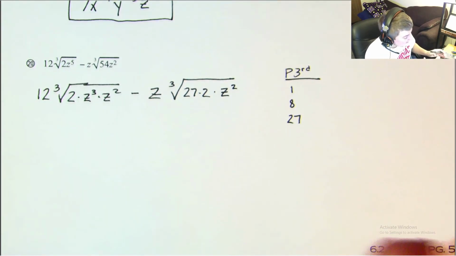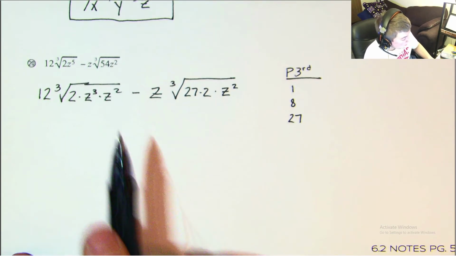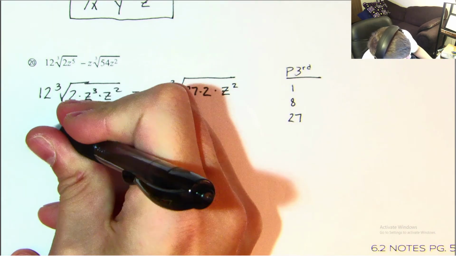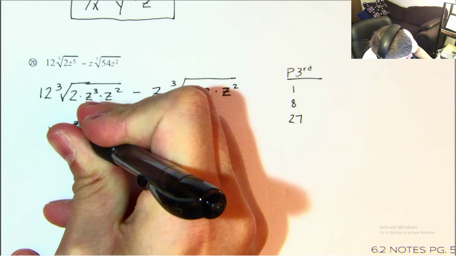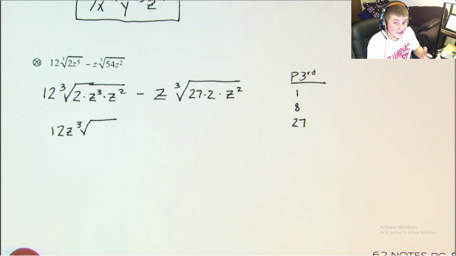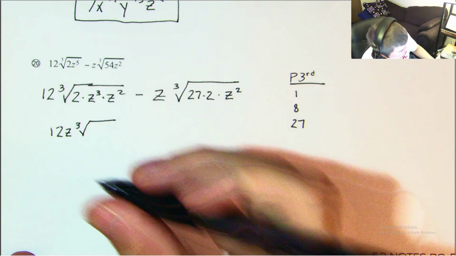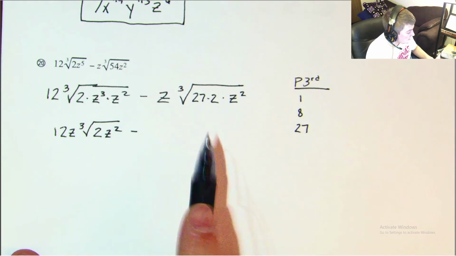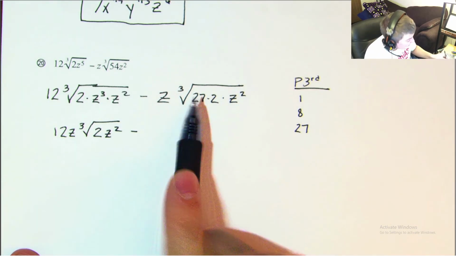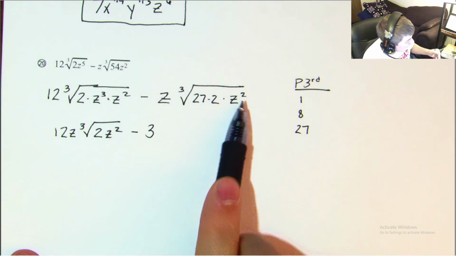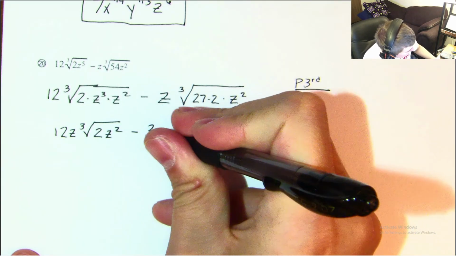Okay, so now I can take out those perfect cubes. What is the cube root of z to the 3rd? Well, it's just z. Then 2 and the z squared are not perfect cubes, and they can't be simplified, so I'm going to leave it alone. Then here, the cube root of 27 is 3, and 2 and z squared are not perfect cubes, so I cannot simplify those.